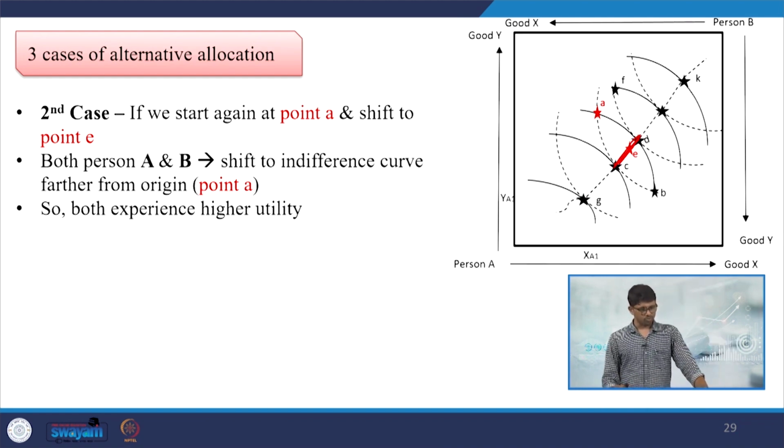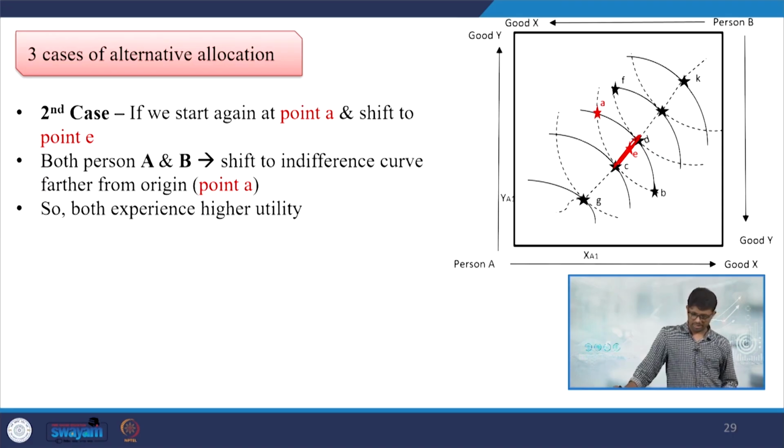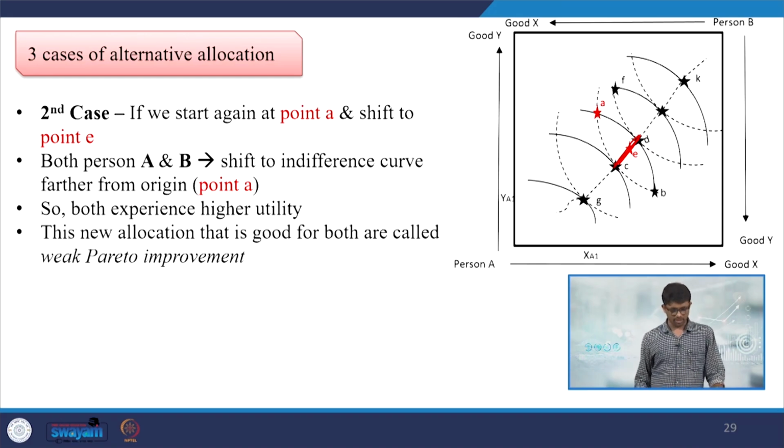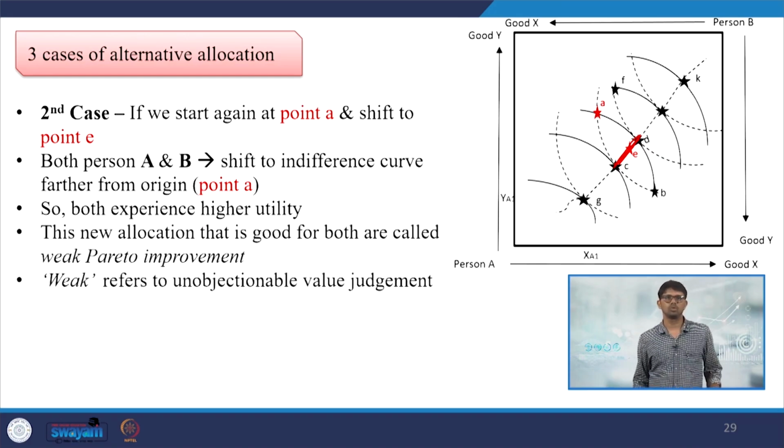again. So, for both person A and B, there will be a shift to the indifference curve further from the origin, that is point A. So, both experience higher utility, and this new allocation that is good for both is called weak Pareto improvement. Like if we are highlighting point E, for A we have already discussed the highest one, and for B we have discussed this, and accordingly we plotted 2 points and tried to see that these 2 points are actually indifferent.